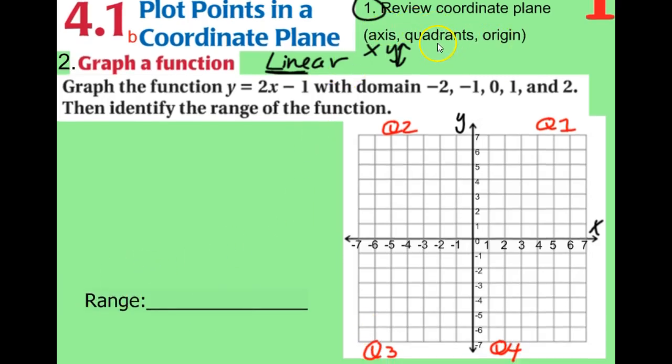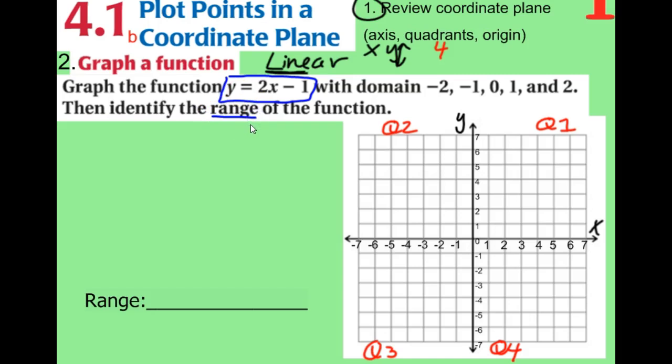And then last, our origin. That's the middle of our graph, what we call 0, 0. So that point is the origin. For now, I'm not going to write that on there because I'm going to have to actually graph this function on here as well. So it says graph the function y equals 2x minus 1 with a domain of -2, -1, 0, 1, and 2.